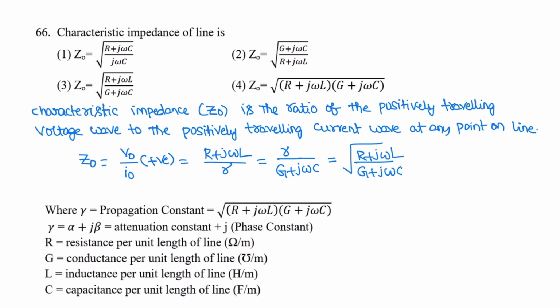The correct option is 3. Z naught is equal to the square root of (R plus j omega L) by (G plus j omega C). The product (R plus j omega L) into (G plus j omega C) under the square root is gamma, where gamma is the propagation constant. It is not Z naught.